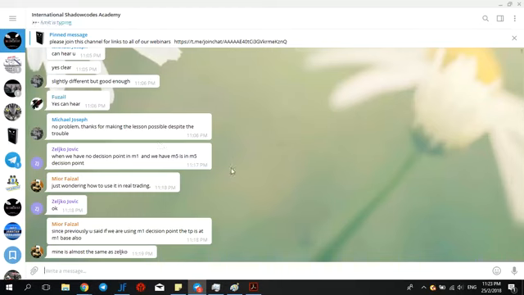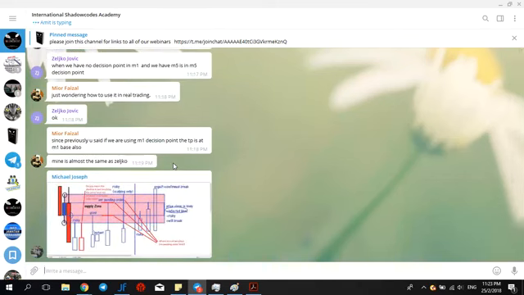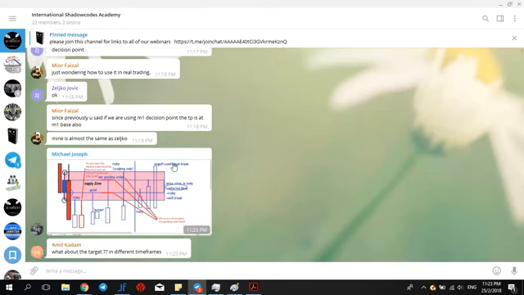All right, answering your question. When we have no decision point in M1, we have M5, so we will wait for the decision on M5. If we do not have a decision on M15, M5, or M1, but we can find the decision on M30, we must wait for the 30-minute chart to close after the rejection before we can instant our sell.